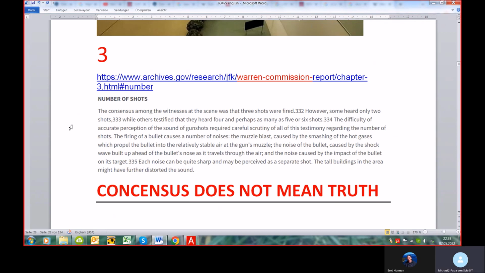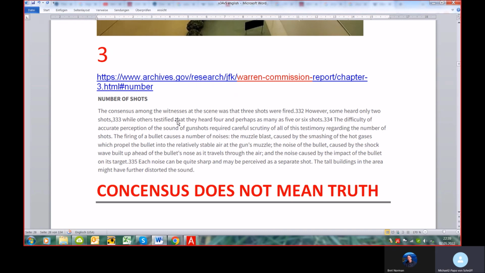However, some heard only two shots, while others testified that they heard four and perhaps as many as five or six shots. The difficulty of accurate perception of the sound of gunshots requires careful scrutiny of all this testimony regarding the number of shots. The firing of a bullet causes a number of noises, the muzzle blast caused by the smashing of the hot gases.